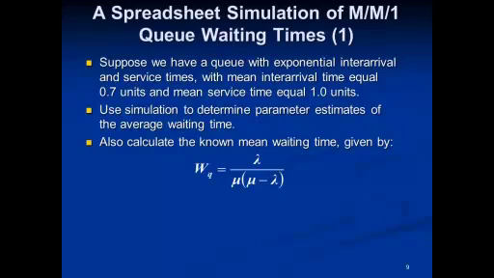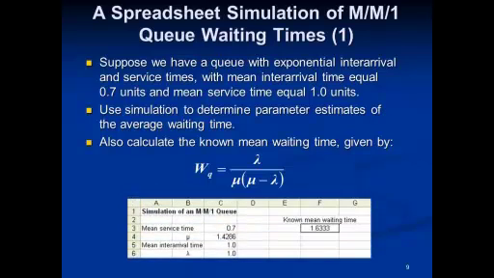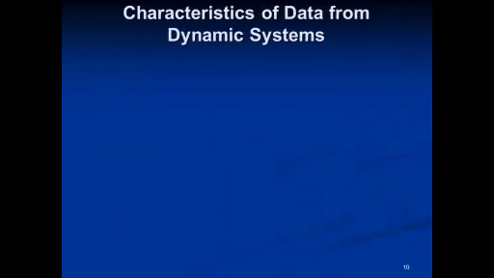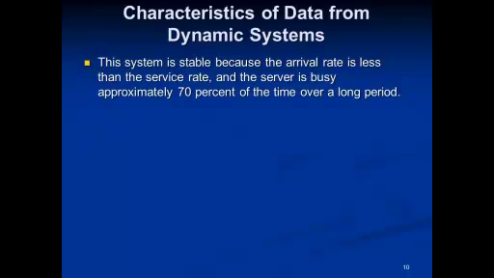With this particular model, as I mentioned before, we know what the analytical solution is, and that should be appearing on the screen now. If we calculate that, as I previously stated, it's 1.63333, and so on. The ratio I was talking about earlier is 70% over the long period. Because the arrival rate is less than the service rate, we're going to have a stable system.